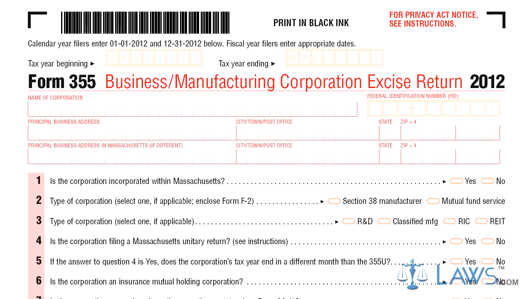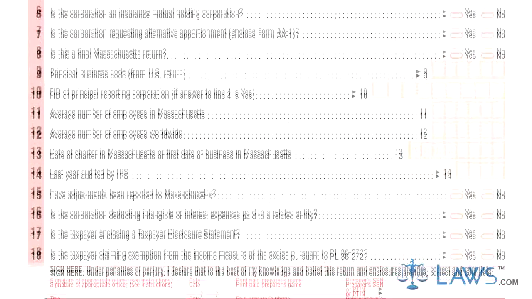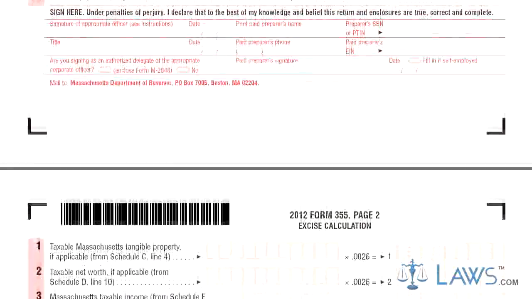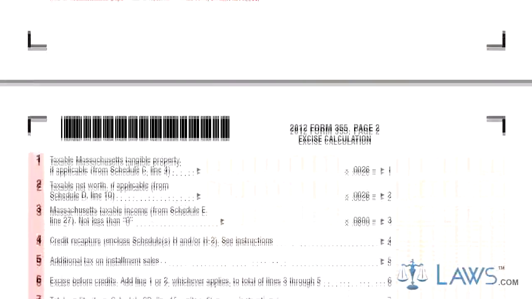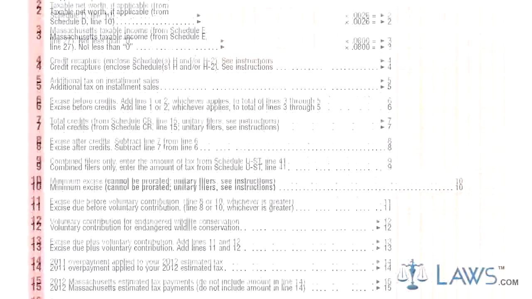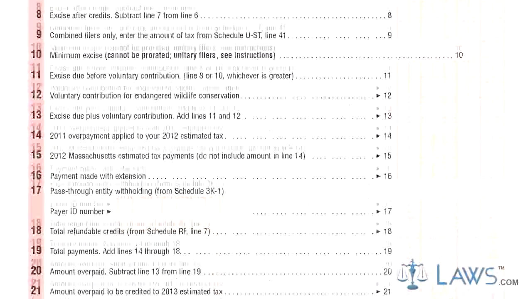Step 1. Those not filing on a calendar year basis should enter the starting and ending dates of their filing period. Step 2. Give your corporation's name, federal employer identification number, and address. If your principal address is different from your principal Massachusetts address, give both. Step 3. Answer questions 1 through 18.